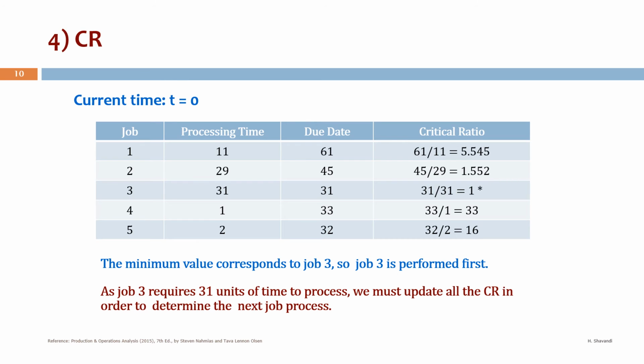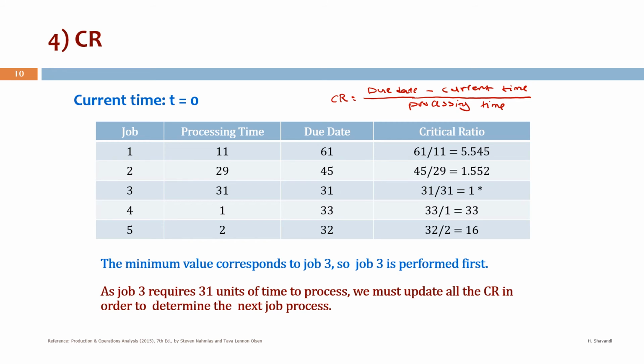Now let's go for CR, or critical ratio rule. Here at first we need to calculate the CR ratio for all jobs, and then pick the smallest one. The CR here is the due date minus current time divided by processing time. For job number 1, the current time at first is 0.